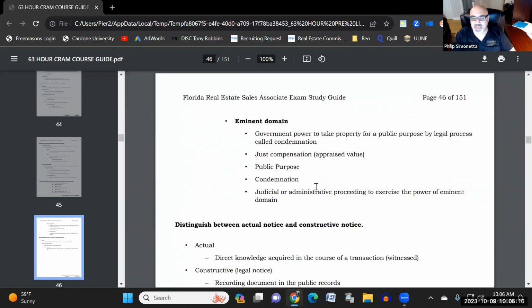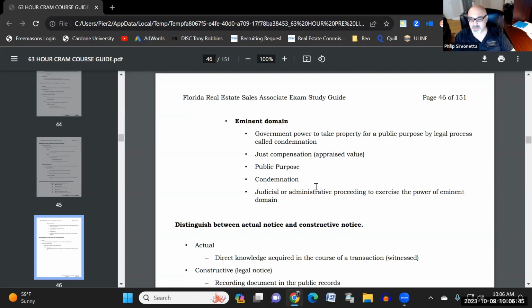Okay, then you have eminent domain. This is where government power to take property for a public purpose by legal process called condemnation. So you got to remember, condemnation is the process that the government uses to issue eminent domain, right? It's called condemnation, is the process. Okay, there's just compensation. That means the property gets appraised and the government pays the people the appraised value.